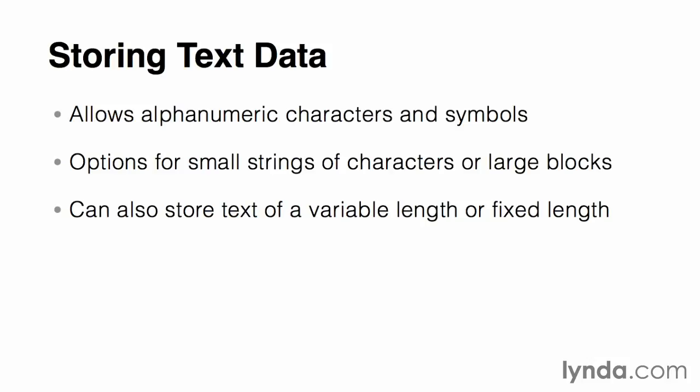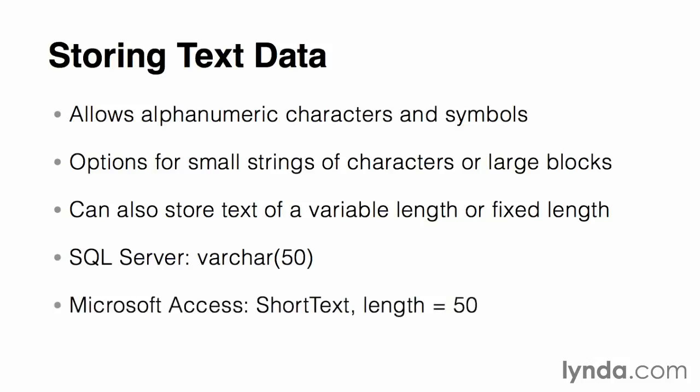In most systems, you'll have a choice between storing small strings of characters or large blocks of text as two distinct data types. The specific number of characters in each category differs from system to system, but most also provide a variable text type that allows you to specify the maximum number of characters allowed. For instance, when storing a name field, a limit of 50 characters is typical. In SQL Server, you would specify this as a data type of varchar for variable character with a precision or length of 50 characters. In Microsoft Access 2013, you'll choose the short text data type and give it a length property of 50.